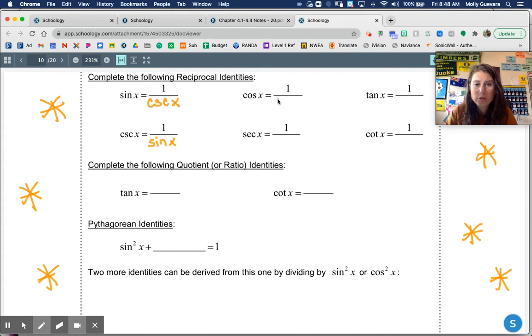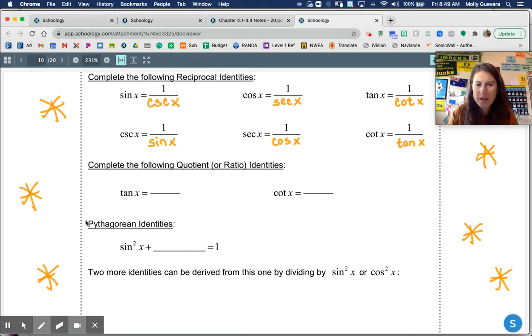Cosine of x is equal to 1 over secant of x. And then vice versa, secant of x is equal to 1 over cosine of x. Again, they are reciprocals. And then we know tangent and cotangent are reciprocals, so this is cotangent of x, which means that cotangent of x is 1 over tangent of x. So those shouldn't be too crazy.